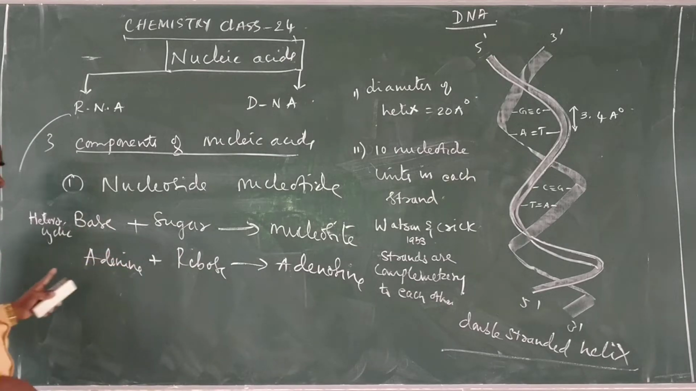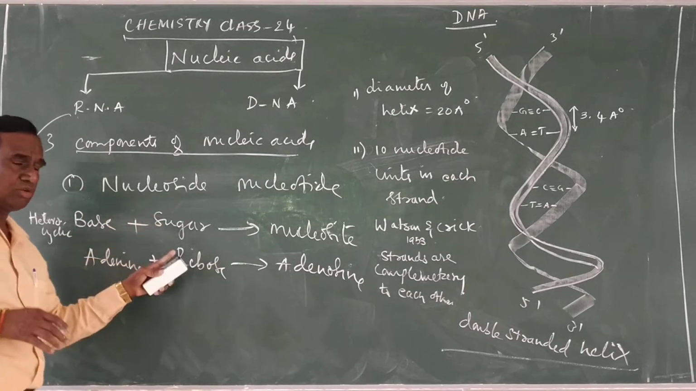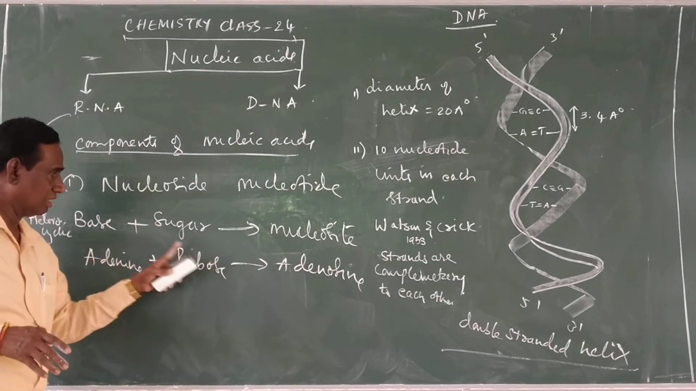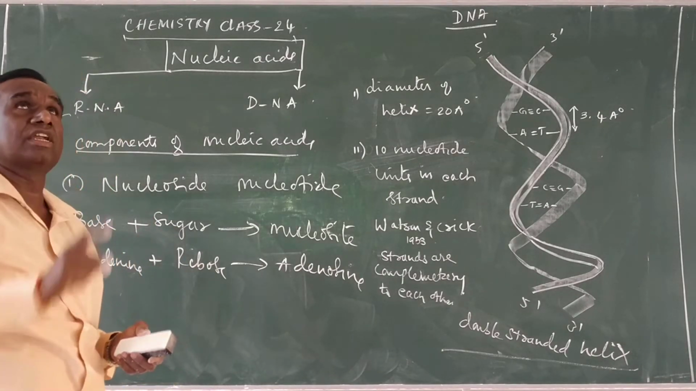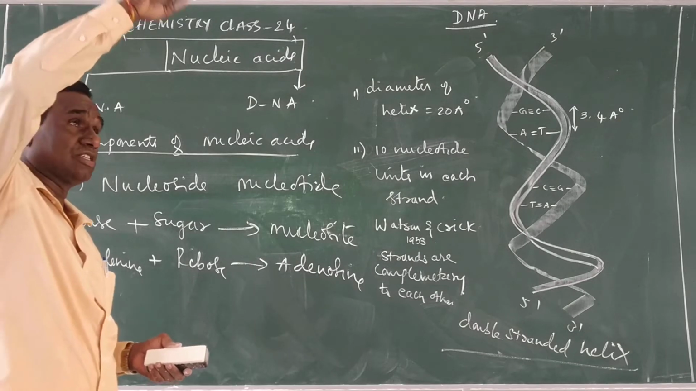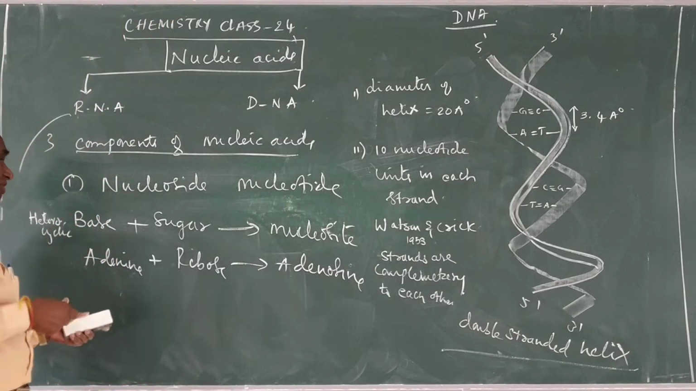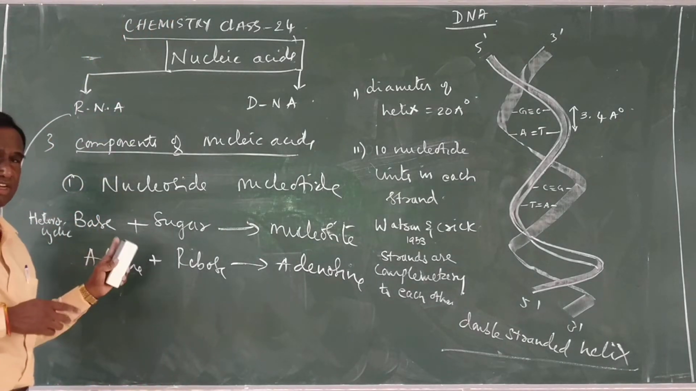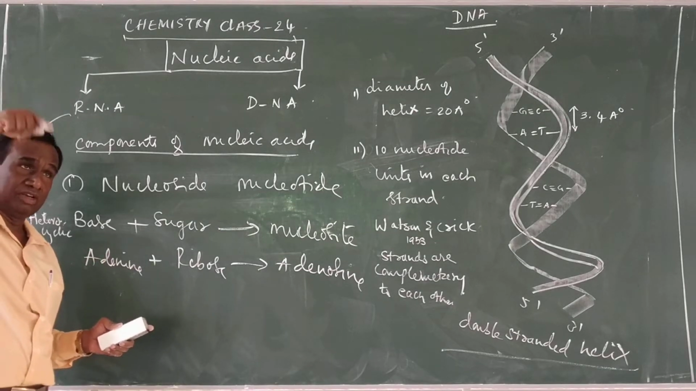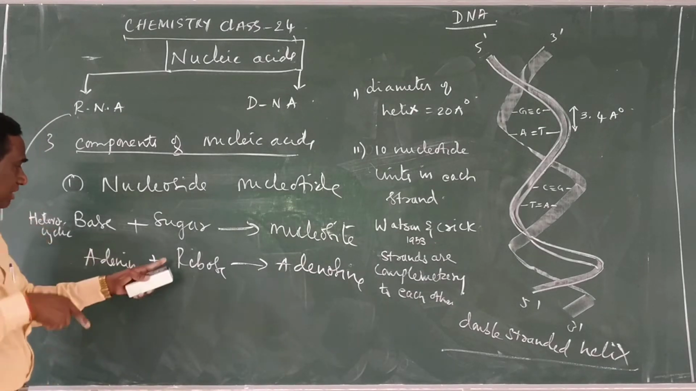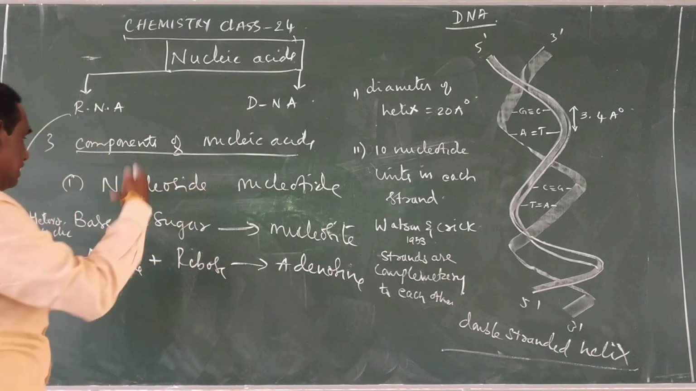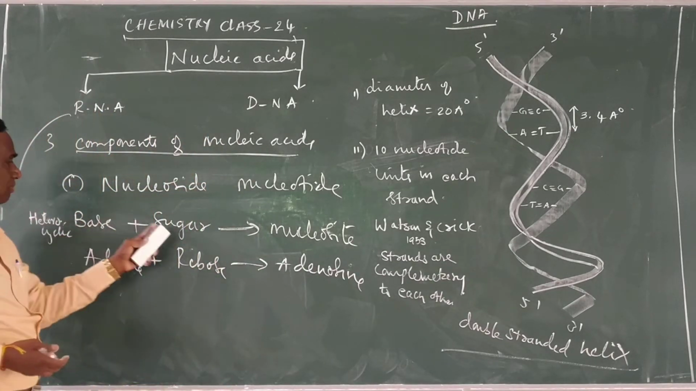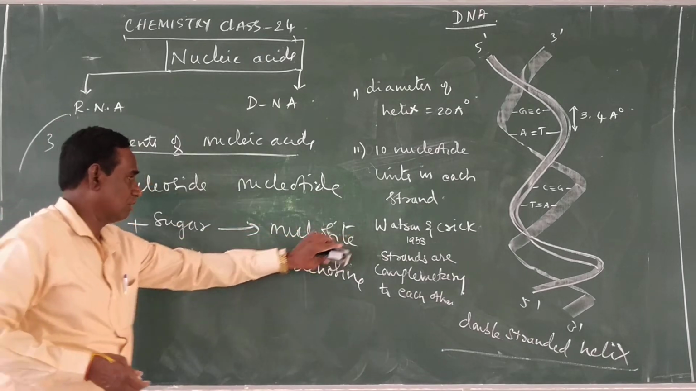Generally, we link C1 of the sugar unit with the 9th place nitrogen atom of the base. That means in adenine, nitrogen atom number 9 is linked with carbon atom 1 of the ribose. That is how we can link them. So heterocyclic base plus sugar is a nucleoside.